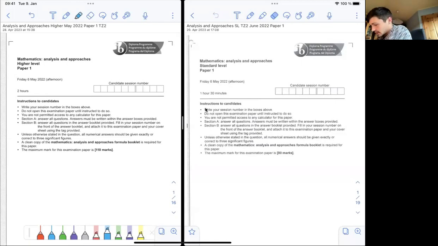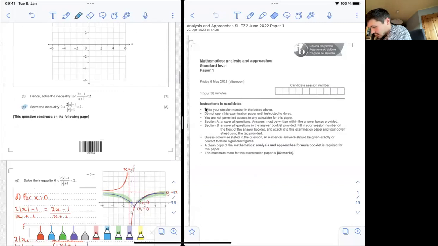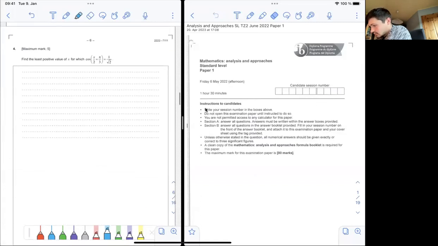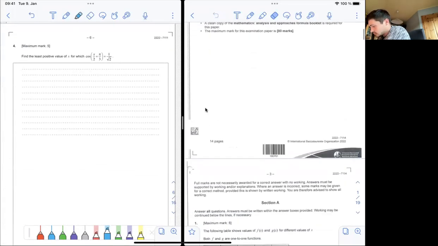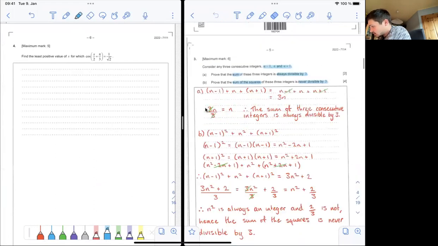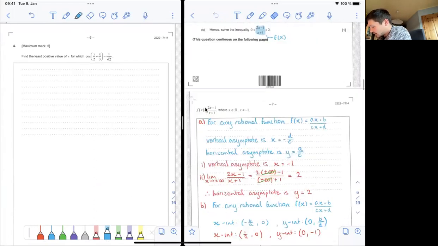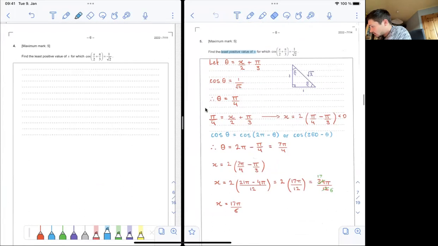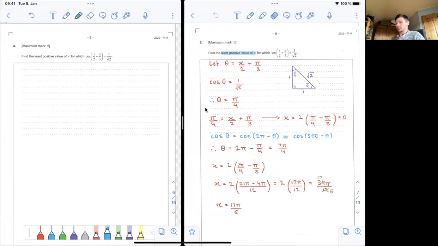Question 4 from the AAHL exam is here, which you'll see is identical to question 5 from the AASL exam, which is here. So the following recording is my worked solution to question 5 from the AASL exam.